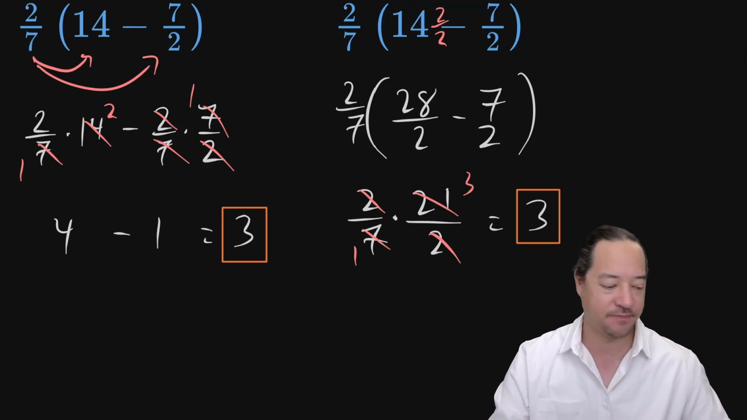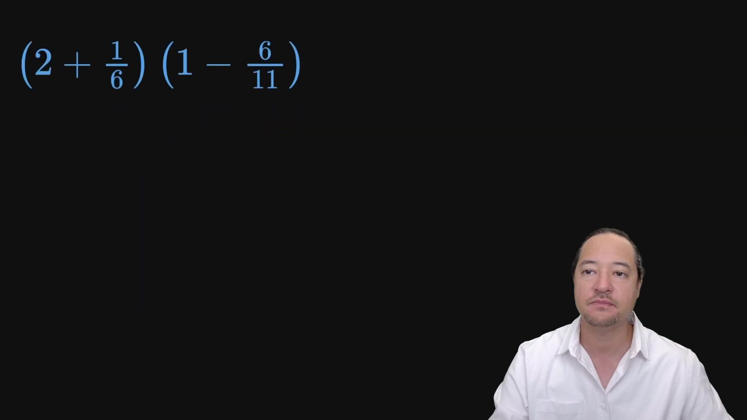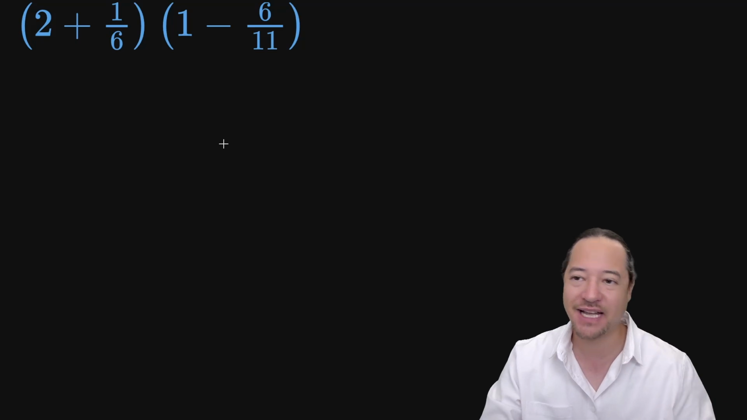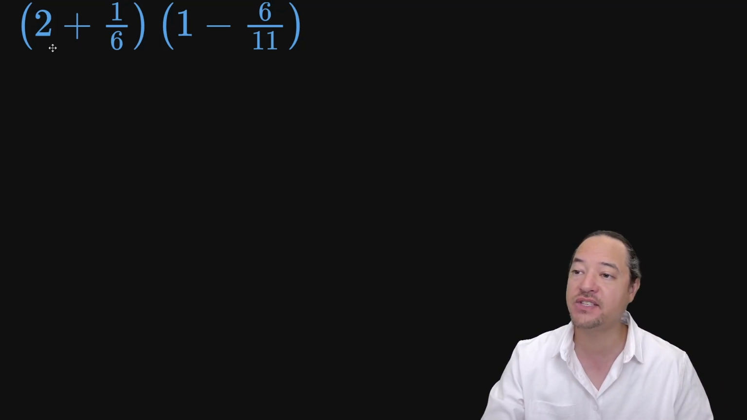Let's try the next one. All right, this next one's a little bit more interesting. There's a few ways we could evaluate this. The way I'm going to think about it is I'm going to take this 2 times this entire thing plus 1/6 times this entire thing.